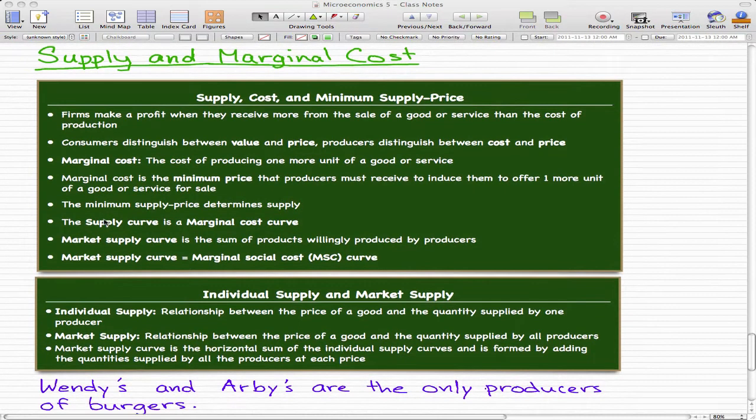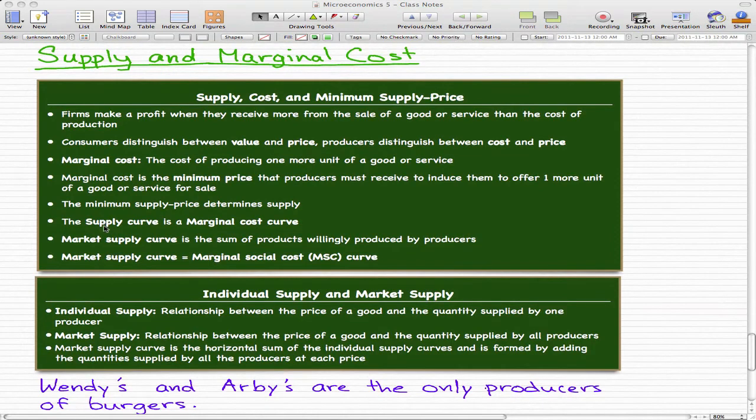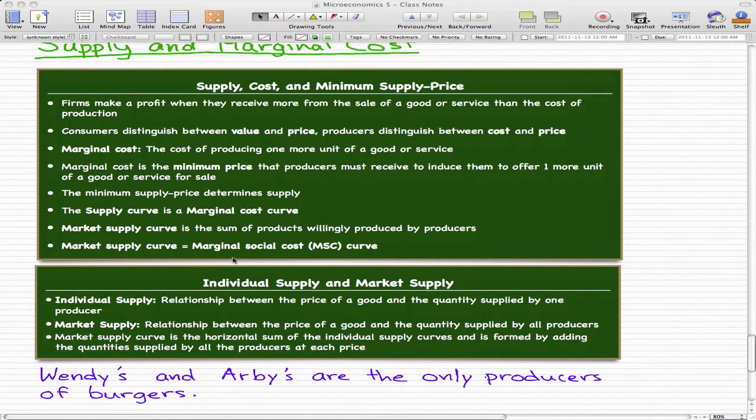The supply curve is also called the marginal cost curve, and the market supply curve is the sum of products willingly produced by producers. We'll see some of that in an example I'll do in the next video, but for now we just have to know definitions. And lastly, the market supply curve is also equal to the marginal social cost curve, which we denote as the MSC curve.